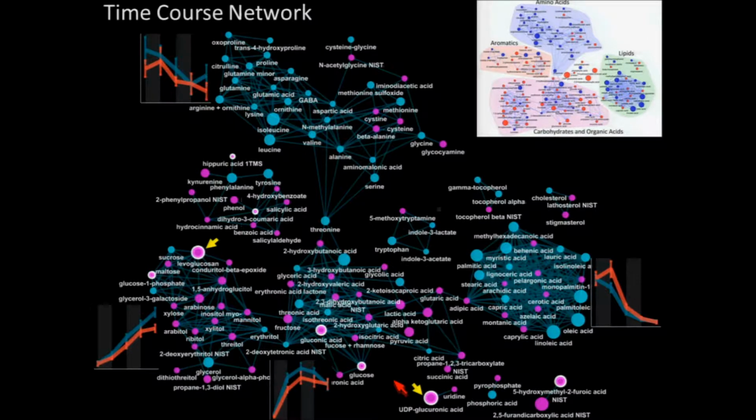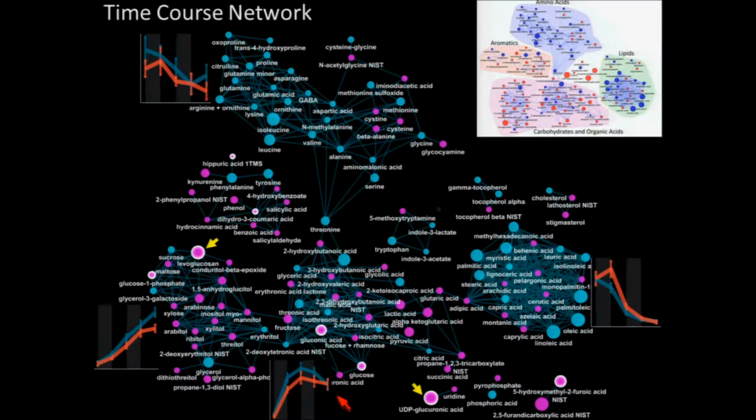Now I can get a bird's eye view of what's going on biologically. It really recapitulates what we know about biology. We give somebody sugar, we're switching our fuel sources, so our amino acids go down, our lipids go down, carbohydrates go up. That's great.